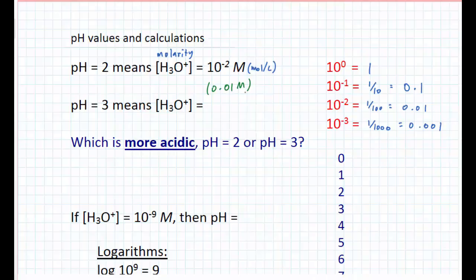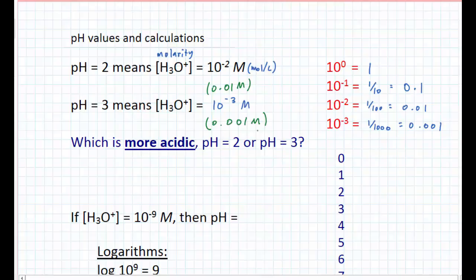0.01 molar. That means those hydronium ions, if we had a liter of solution, we'd have 0.01 moles of those hydronium ions floating in that particular solution. But it's not just about moles, it's about concentration. So it's about how close those hydronium ions are together within that solution. pH of 3, if we follow that same pattern, it's 10 to the minus 3 molar. That's 0.001 molar.